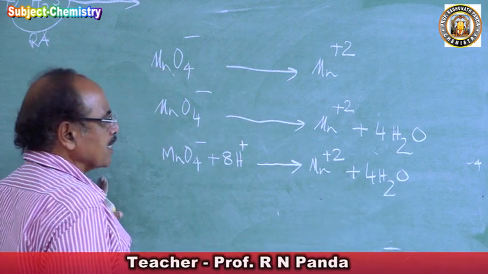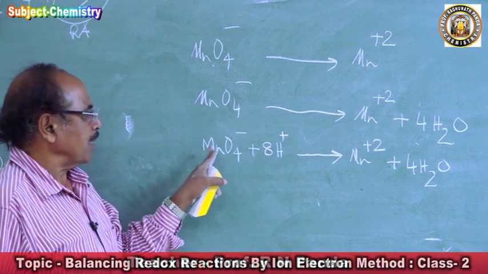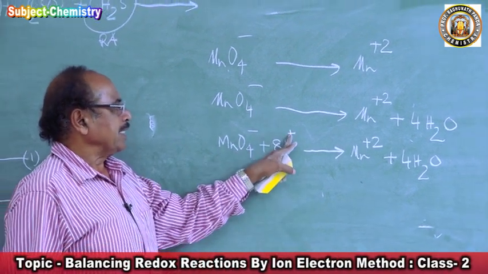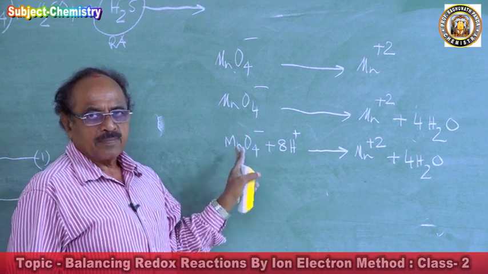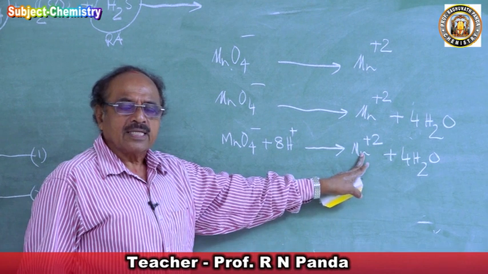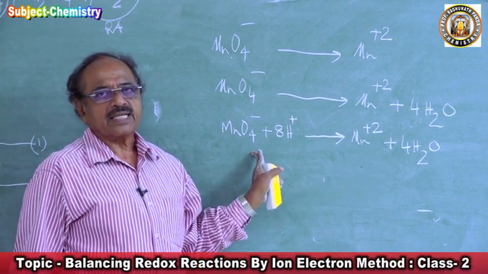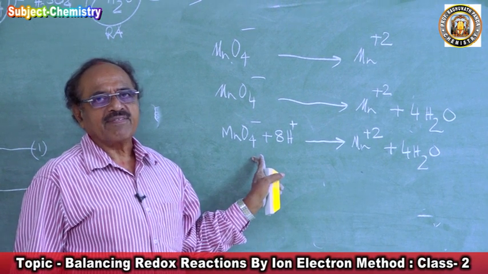Then balance the charges by adding electrons. So how many positive charges are on the left side? 8H plus, minus 1, so 7 positive charges on this side. And how many positive charges on the right side? 2 positive charges. So here 5 positive charges are in excess. So we have to add 5 electrons.